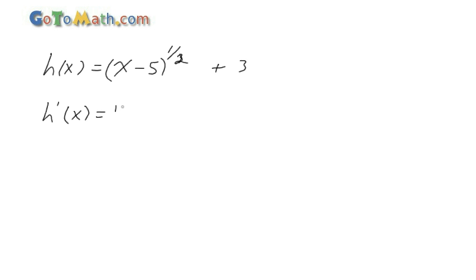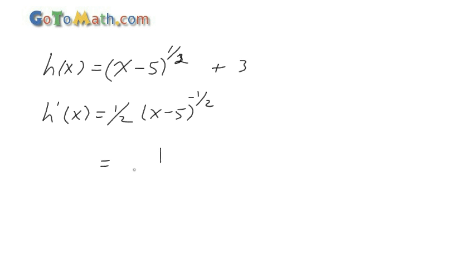Okay, so we had h of x is equal to, now it was the square root, but we're going to go ahead and write it in exponential form. So we have x minus 5 raised to the half, not to the third, and then plus 3. I was getting ahead of myself, I guess. So let's take the derivative. So we have h prime of x is equal to, bring the half out front, x minus 5, subtract 1, so we have a negative half, and the derivative of 3 is 0.